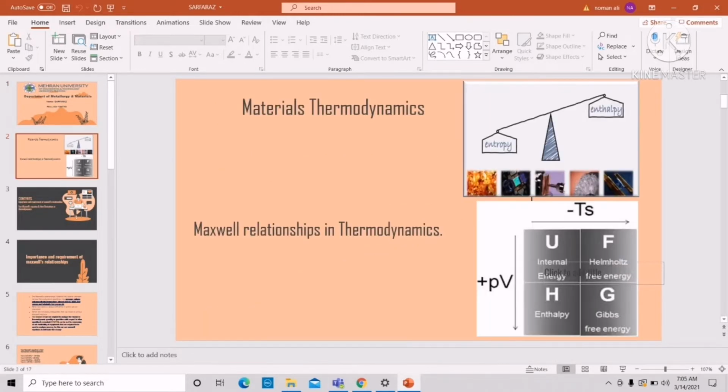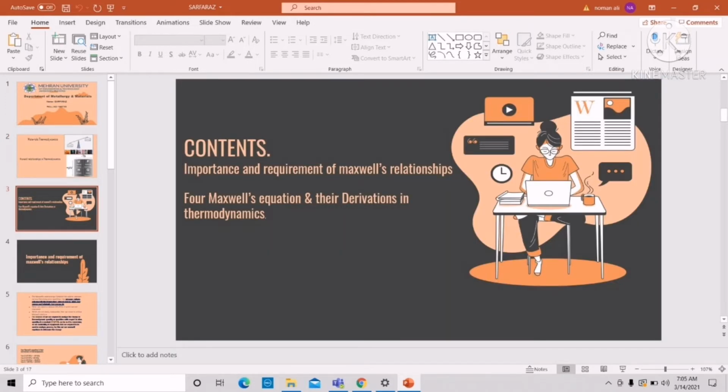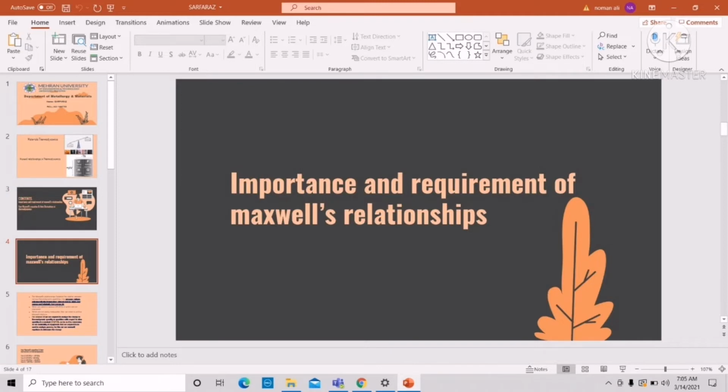Today the topic of my presentation is Maxwell's relationships in thermodynamics. I'm going to discuss the following topics in my presentation. Number one is importance and requirement of Maxwell's relationships, and number two is four Maxwell's equations and their derivations in thermodynamics. Firstly, I will discuss the first point, which is importance and requirements of Maxwell's relationships.